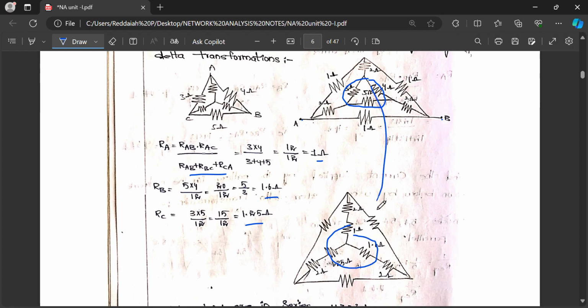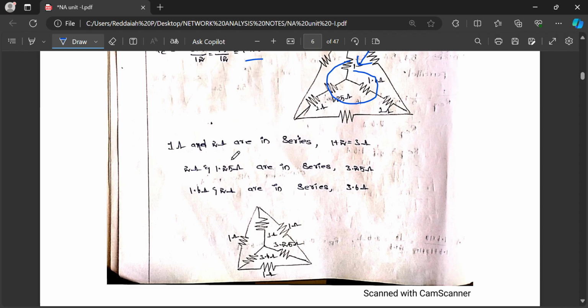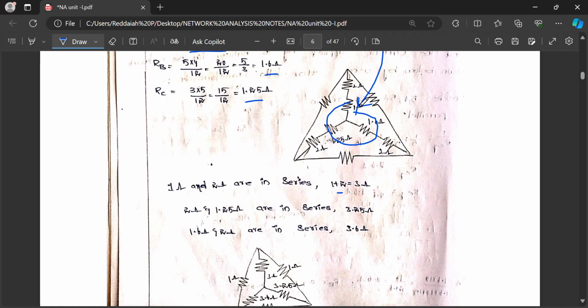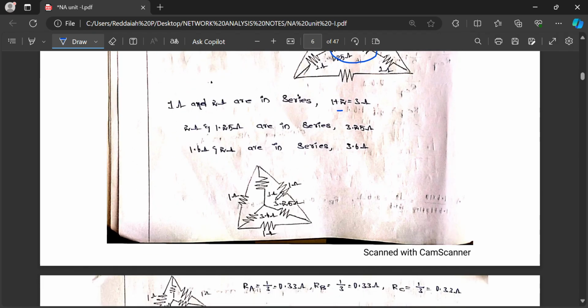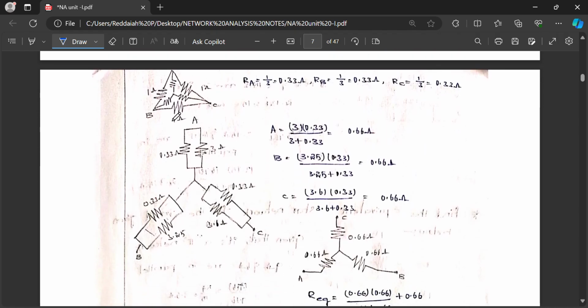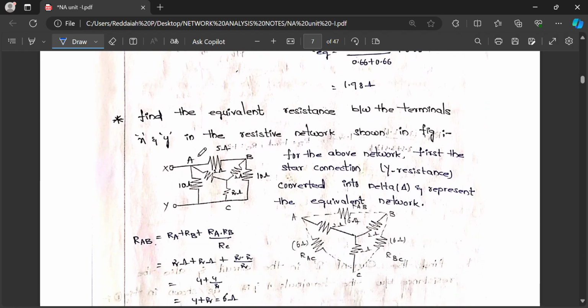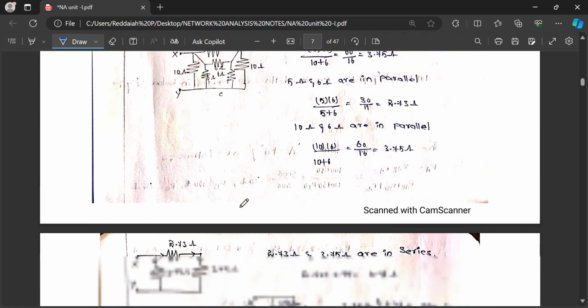This we replaced. After that, 1 ohm and 2 ohm are in series connection. You can write 3 ohm. Similarly, you can draw the circuit. Finally, you can calculate the total resistance. Similarly, another problem you can solve.